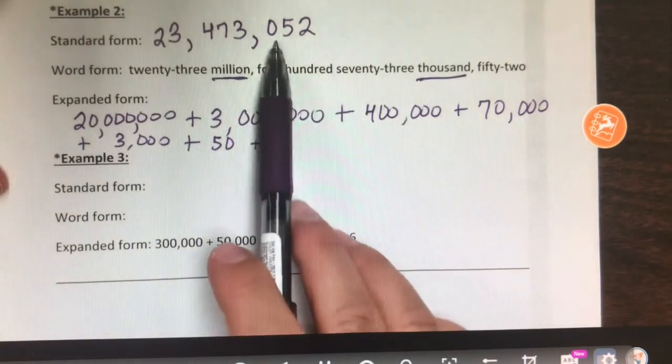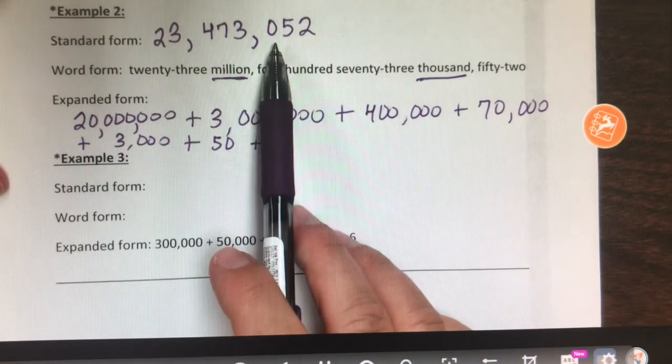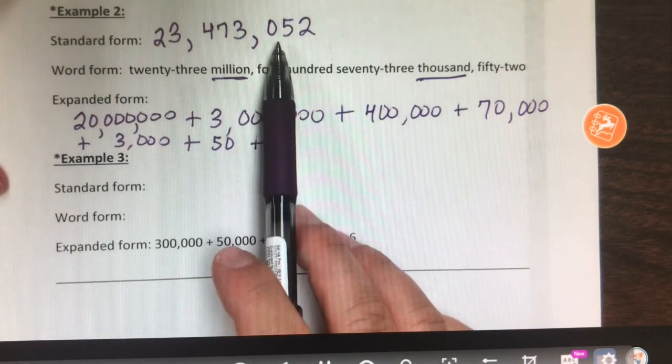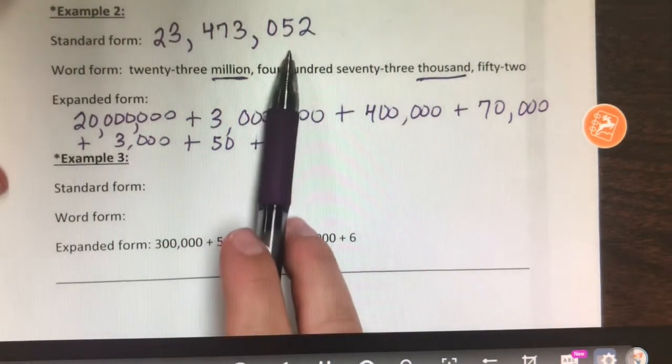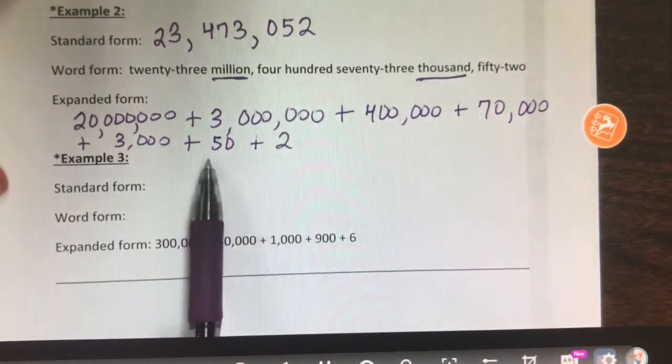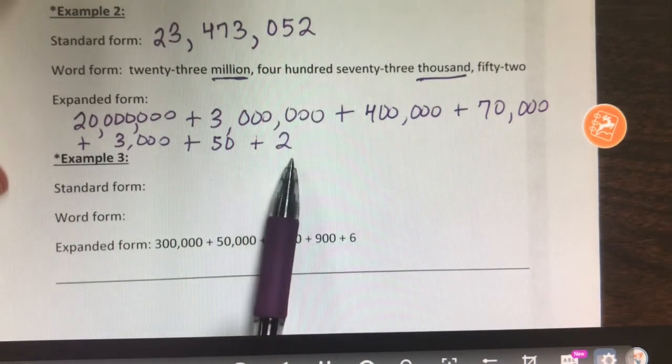And then notice, since there's nothing in the 100 spot, we don't need to put plus 0. If you put plus 0, it's not wrong or anything. It's just kind of unnecessary. If you add 0 to something, it's not going to change it. So go to the 5, which is in the 10 spot. That's plus 50. And the 2 in the 1 spot is plus 2.